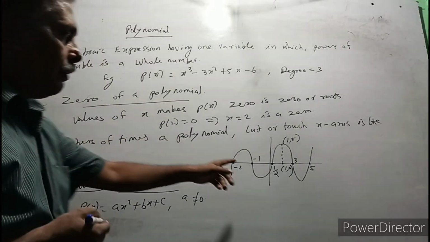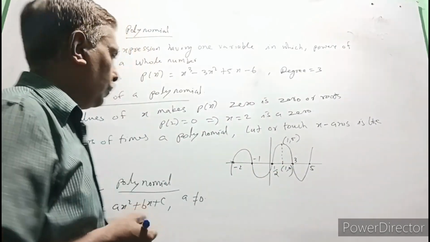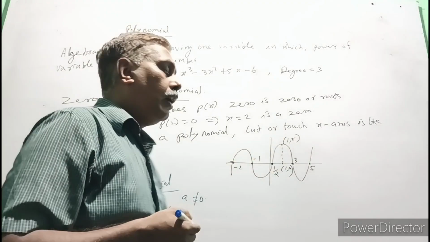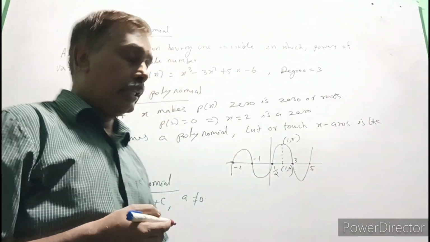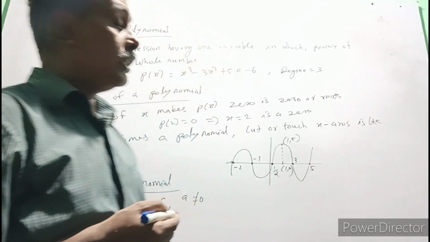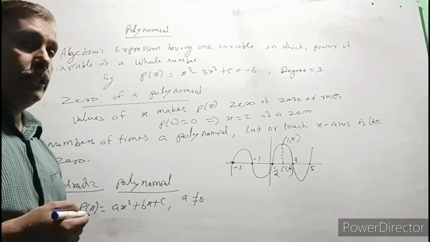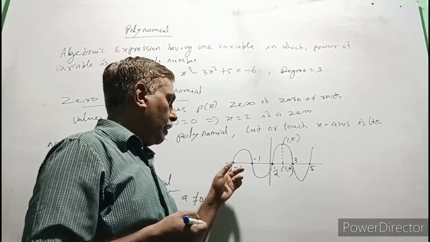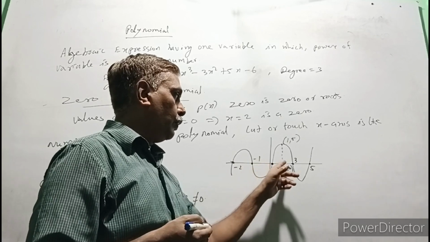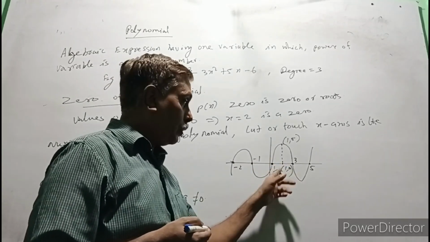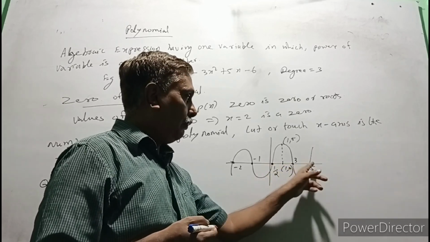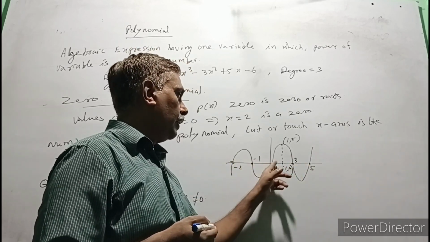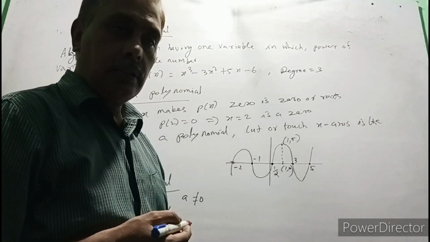Now graphically, how can you find the number of zeros? If a graph is given, the number of times the polynomial cuts or touches the x-axis gives its zeros. Touching counts also. Here I can see the zeros are minus 2, minus 1, 1 by 2. 1 comma 0 is not there because at 1 it is not cutting or touching. So you can say 1, 2, 3, 4, 5 zeros are here.